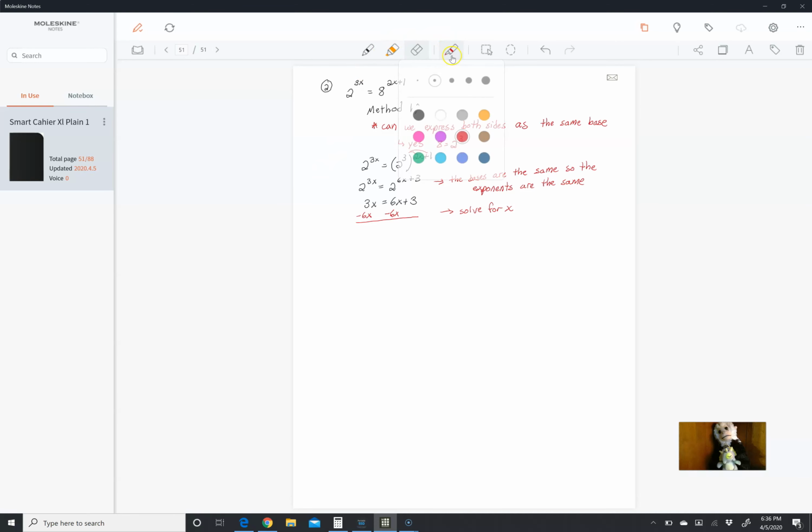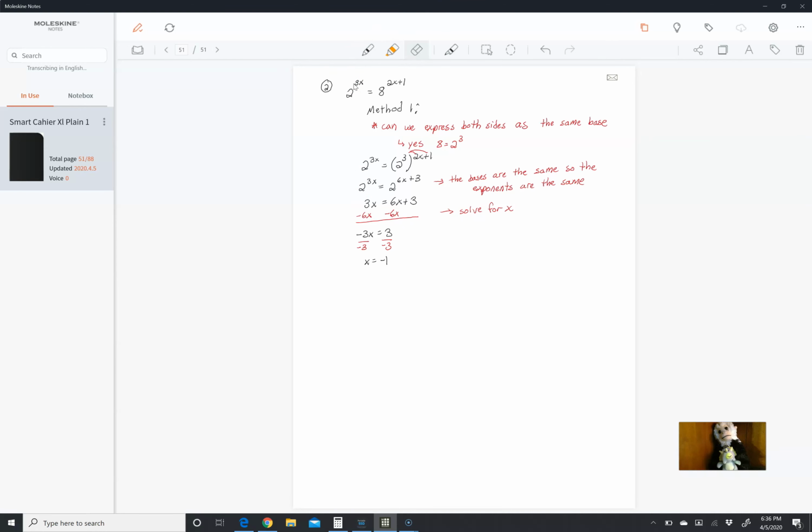So when we subtract the 6x from both sides, we get negative 3x is equal to 3. We can divide both sides by negative 3. And our final answer here is x equals negative 1. And it's okay, an exponent can be negative. There's nothing wrong with that.